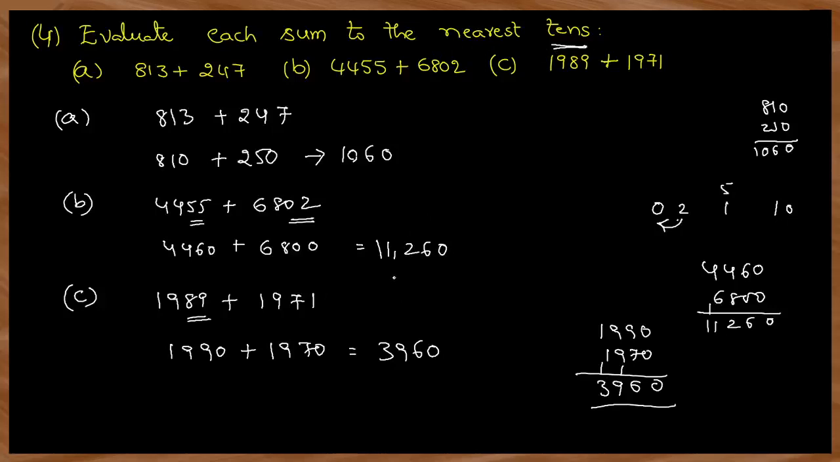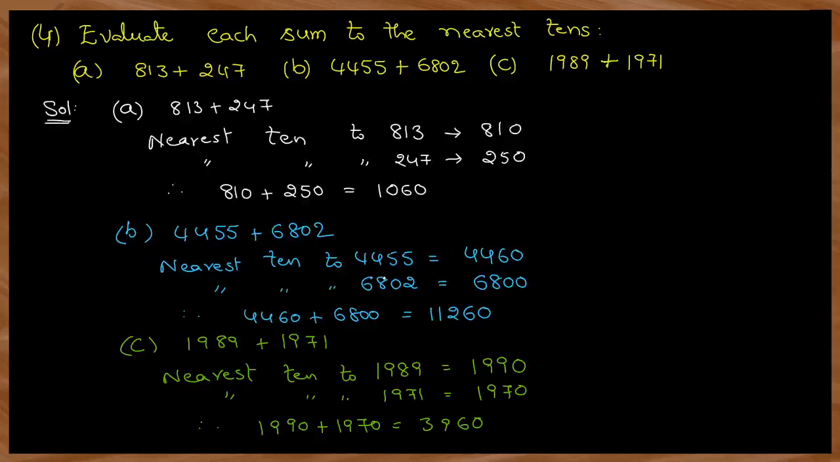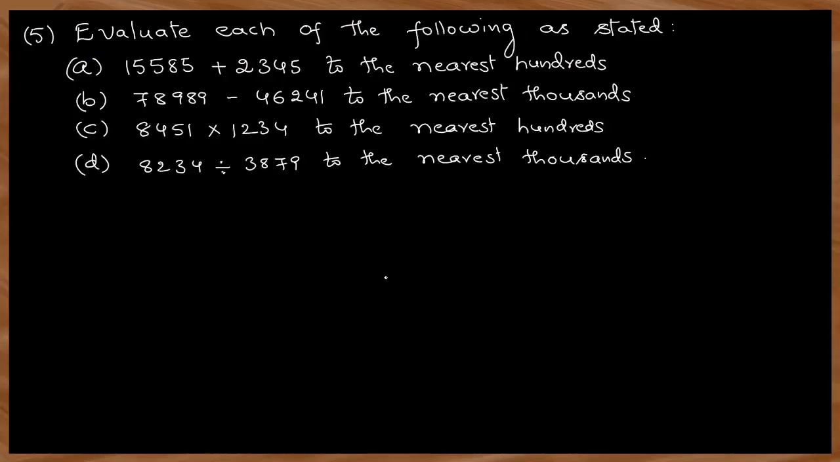Okay. So next, this is A, B, C. Now you can pause the video and write the problems. Next, the fifth problem, which is the last one. Evaluate each of the following as stated. So here he is asking for different problems. One is for nearest hundreds, one is for thousands, like that.